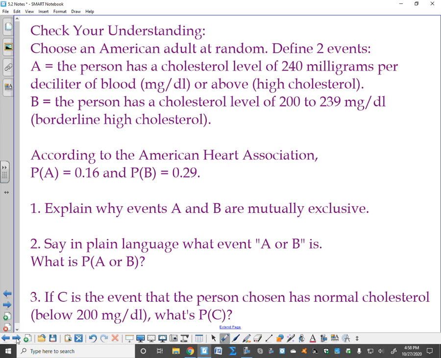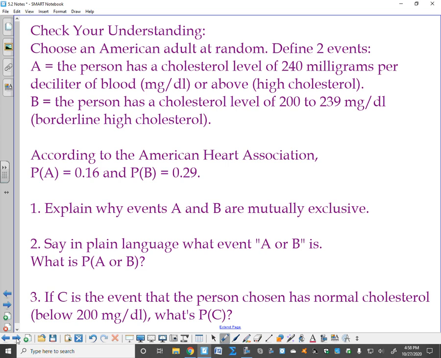According to the American Heart Association, okay, now they're giving me the probabilities. The probability of A, which is totally fine because we have defined that event, is 0.16. That means 16% of all adult Americans have a 16% chance of being in the high cholesterol group. And probability of event B is 29%. Explain why events A and B are mutually exclusive. Okay, we've kind of already talked about this. So I want you to pause it, take a second, write a sentence.